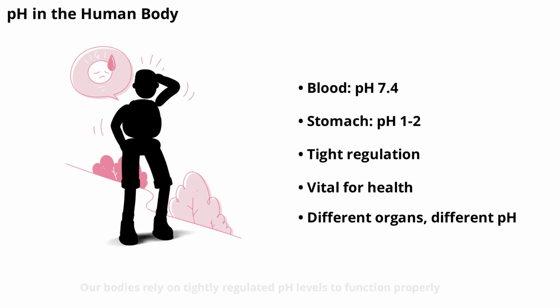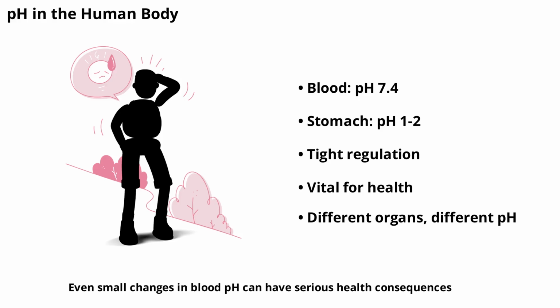Our bodies rely on tightly regulated pH levels to function properly. Blood, for example, has a pH around 7.4, which is slightly basic. Even small changes in blood pH can have serious health consequences. The stomach, on the other hand, is highly acidic to help digest food. The body uses various mechanisms to maintain the right pH in different organs and fluids.